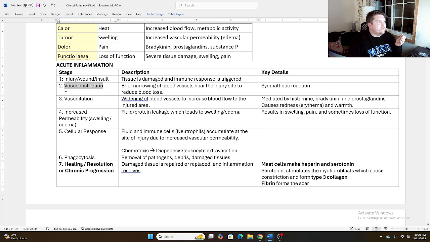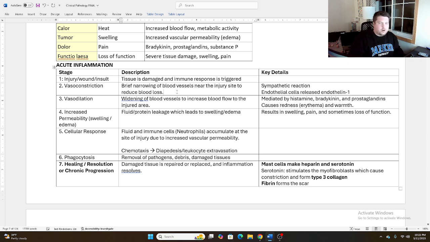Immediately, we get vasoconstriction. This is because when we have some type of wound, we have a sympathetic reaction, and the endothelial cells release what is called endothelin 1. When endothelial cells are injured, they release this endothelin 1, which causes vasoconstriction to ensure that we don't lose too much blood.